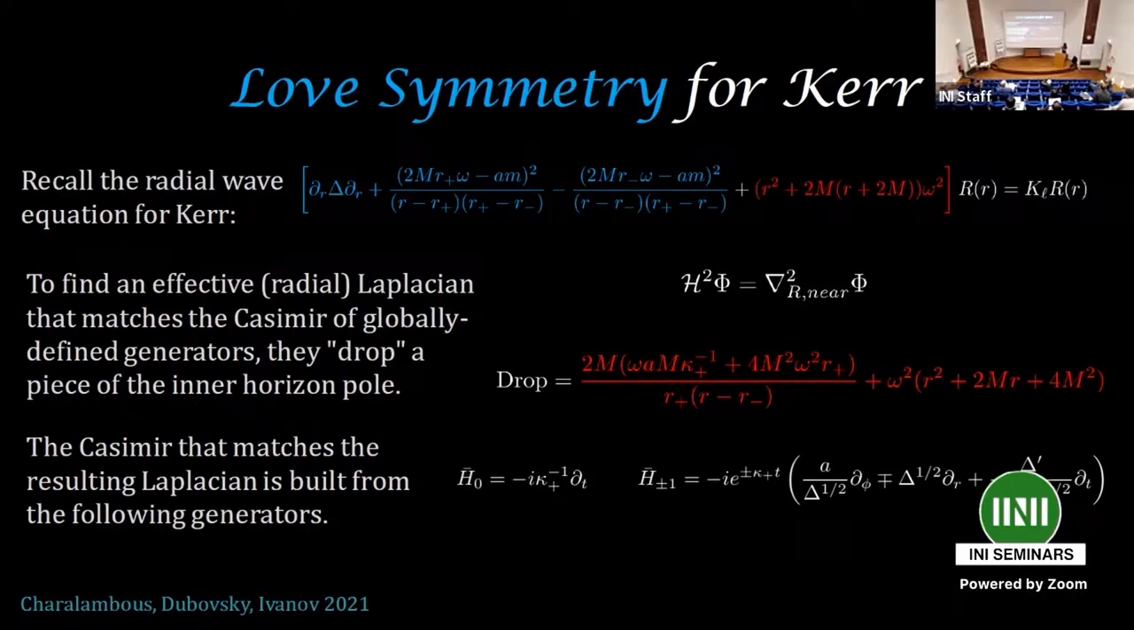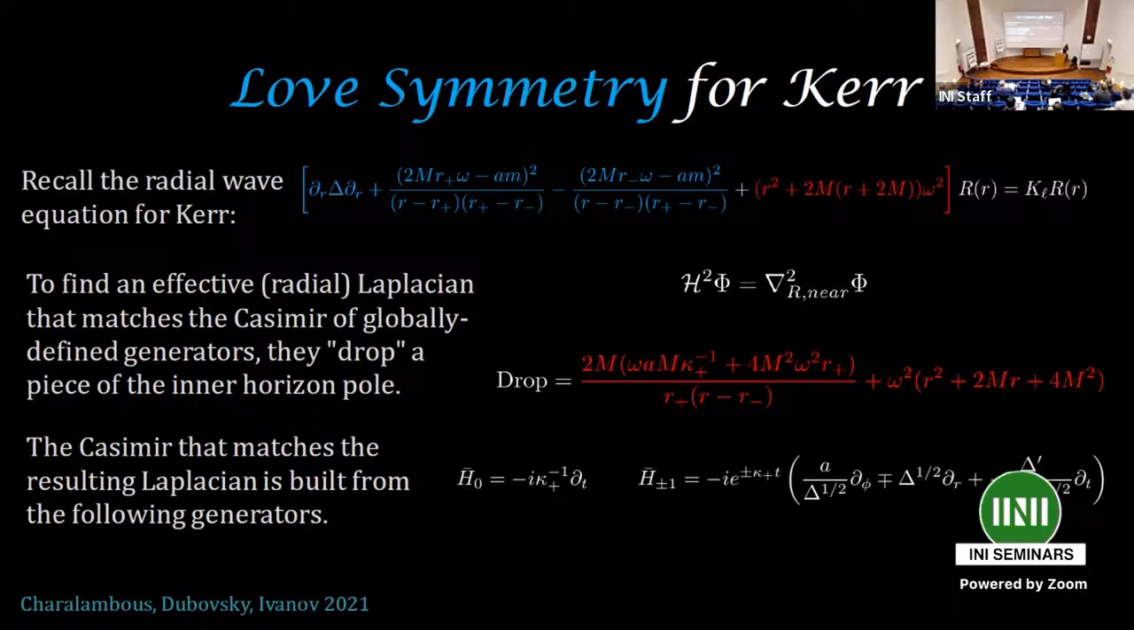Okay, fine. So if you drop this term, you can play the same game, this matching game of matching a Casimir to this new effective Laplacian where you've dropped part of the pole. And I'll just tell you the answer. The Casimir that matches this resulting Laplacian is built from these generators, where delta is the same thing that contains the horizon information. Kappa plus is the surface gravity of the outer horizon, and I think that's the only thing on this slide that I didn't define on my previous slides.